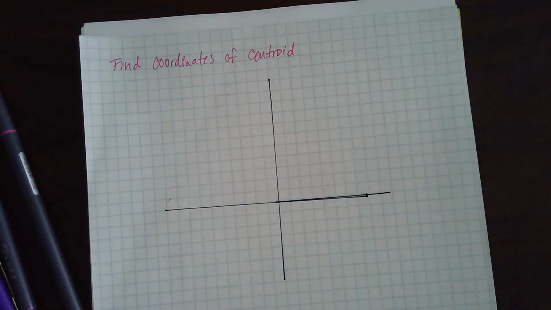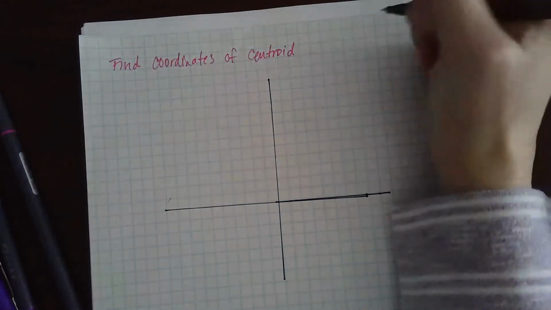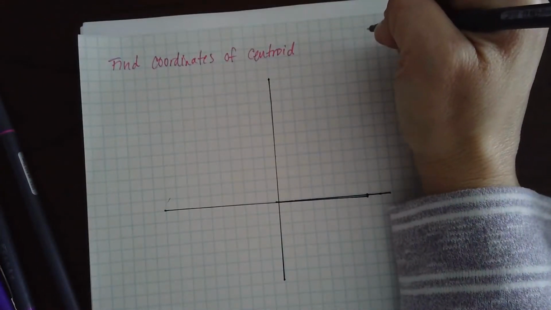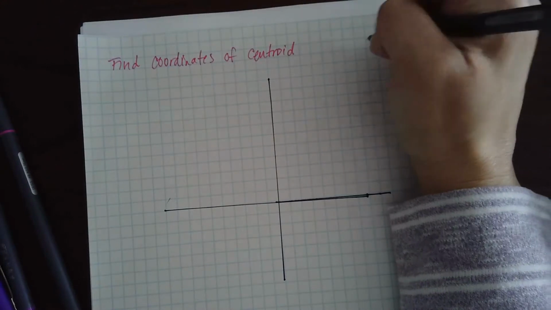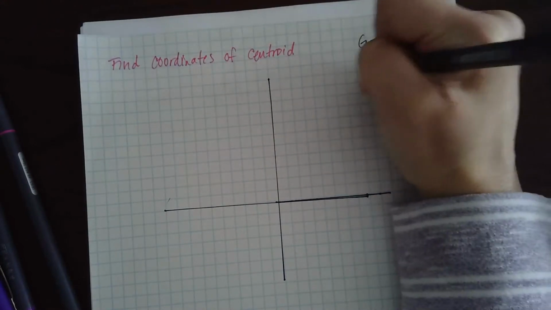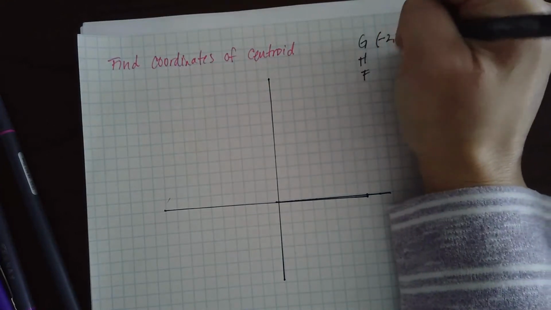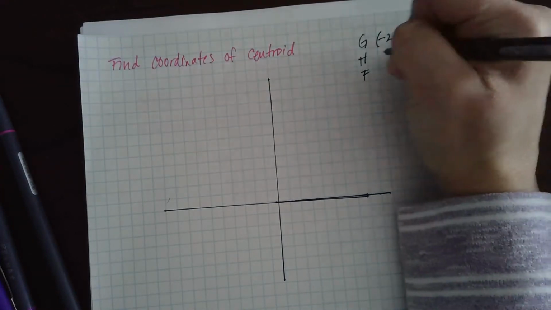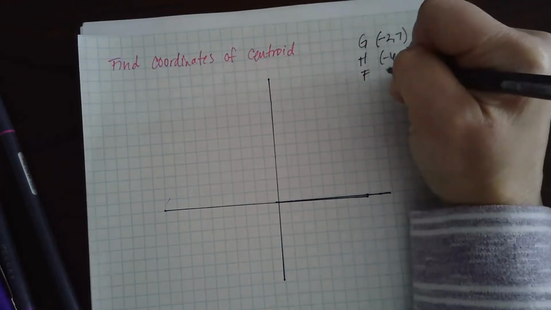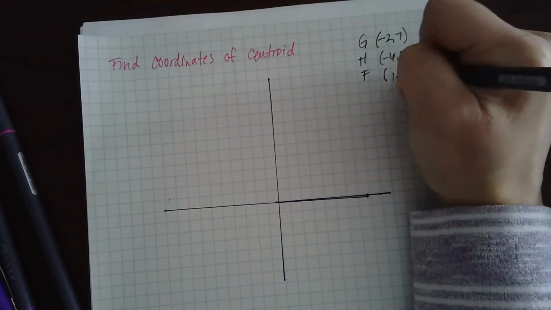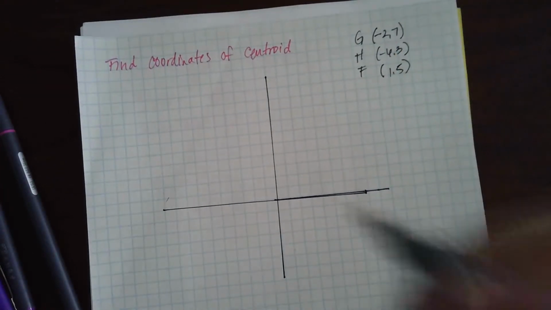Okay, all right, so I'm going to give you 3 points: G, H, and F. I'll give you the point G at the point -2, 7. Point H is at the point -6, 3. And point F is at the point 1, 5. So let's graph all of those right now.